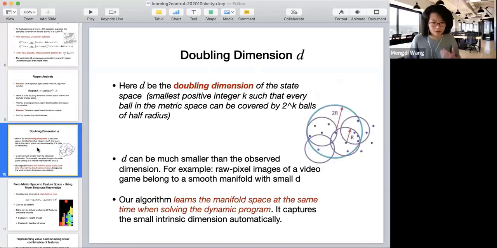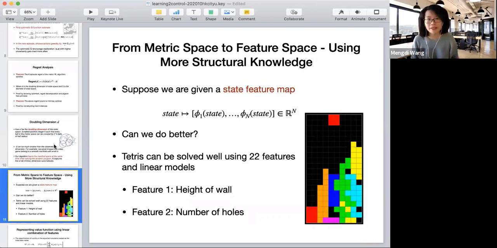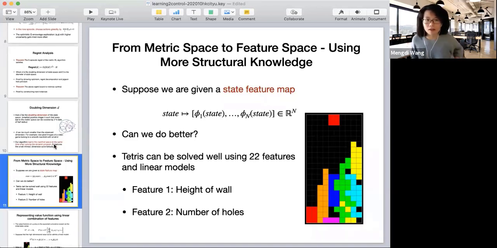Okay, so that's what we can do with a little bit of metric continuity. So next, we hope to do better. So we're going to add more structure. The metric doesn't tell me too much. So now we're going to work with a feature map.